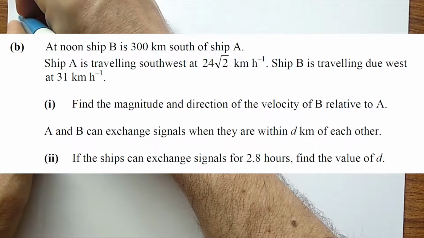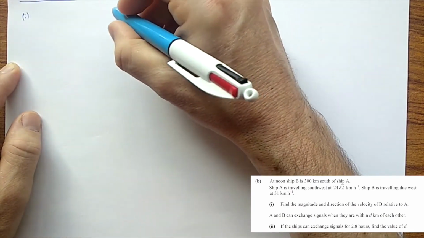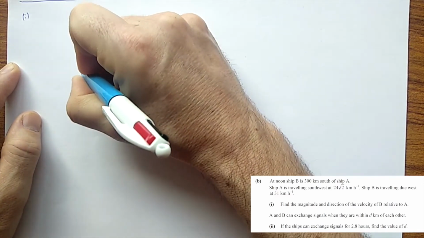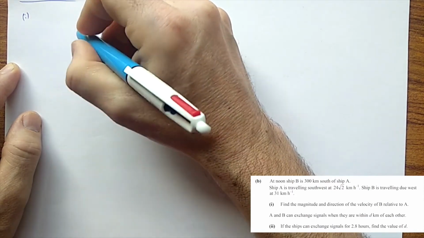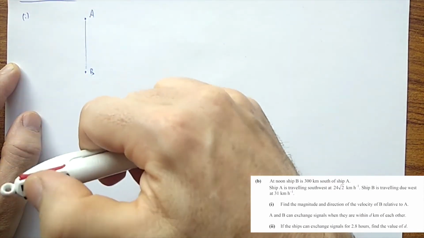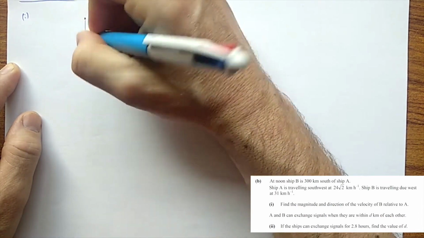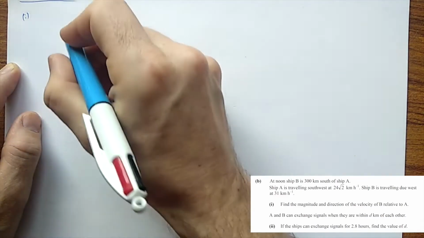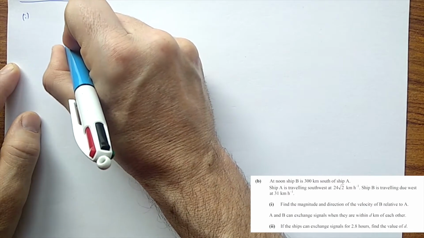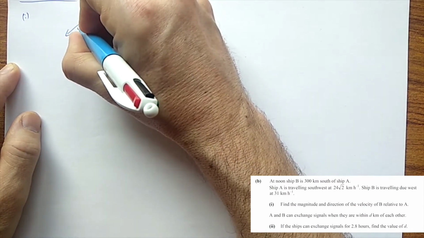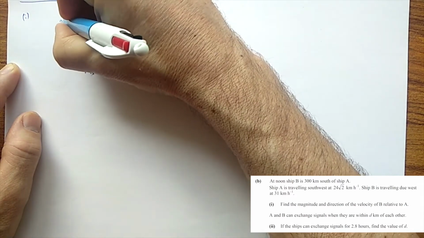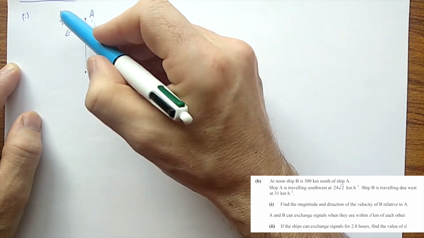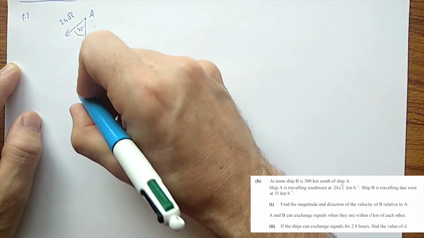So let's crack on. In part 1, we have our two ships, so let's draw them out. B is south of A, so that's A up here, and that is B down there, 300 kilometers south of that. So putting our distances in black. A is traveling 24 root 2 southwest, which is a really nice thing because southwest means 45 degrees. And if you know your cosines and sines of 45, you'll know there's a root 2 involved. So that's going to get a little bit less ugly. And B is going west at 31.